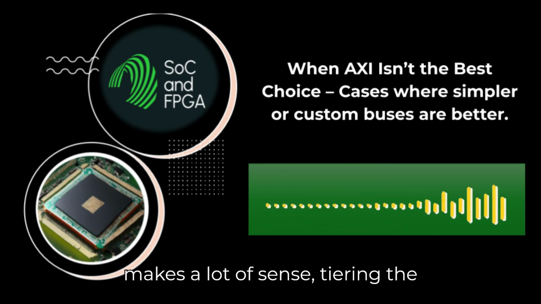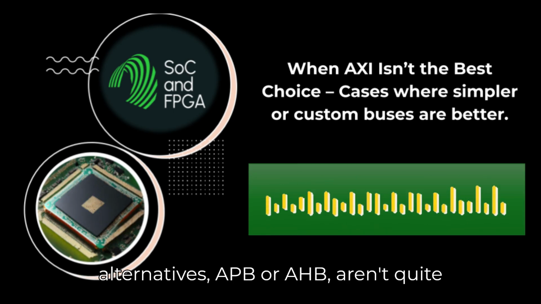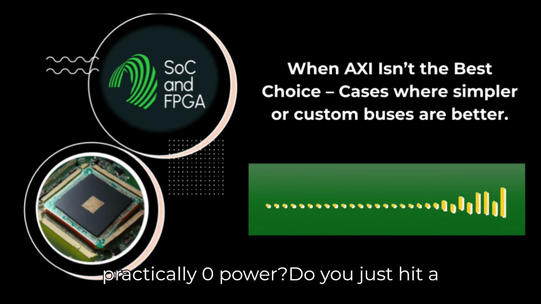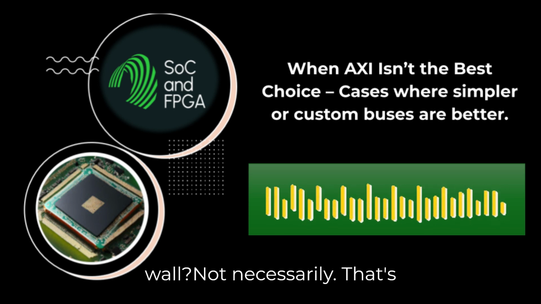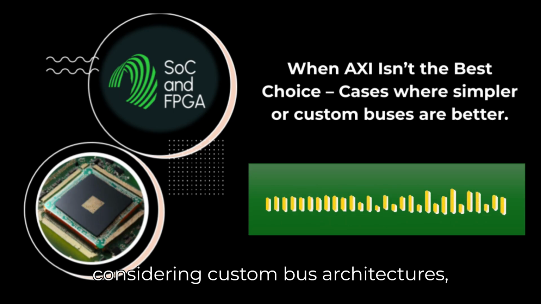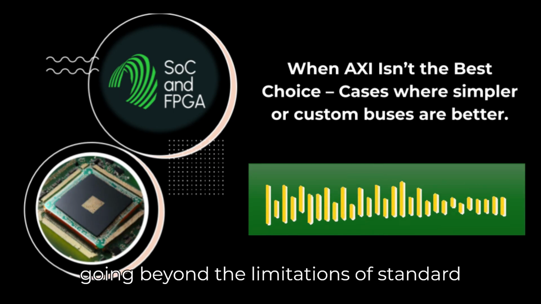That makes a lot of sense, tiering the communication based on requirements. But what happens when even these standard alternatives, APB or AHB, aren't quite right? What if you need something truly extreme, hyper-fast latency, or practically zero power? Do you just hit a wall? Not necessarily. That's precisely when designers start seriously considering custom bus architectures, going beyond the limitations of standard protocols.